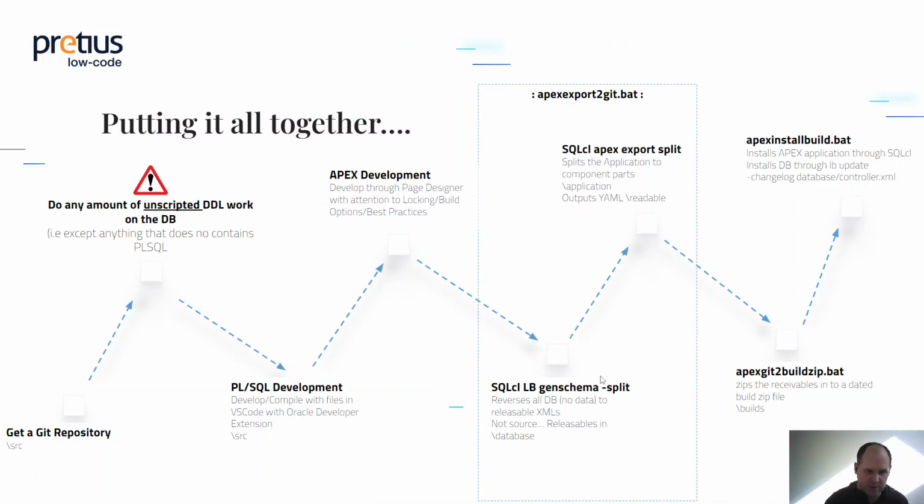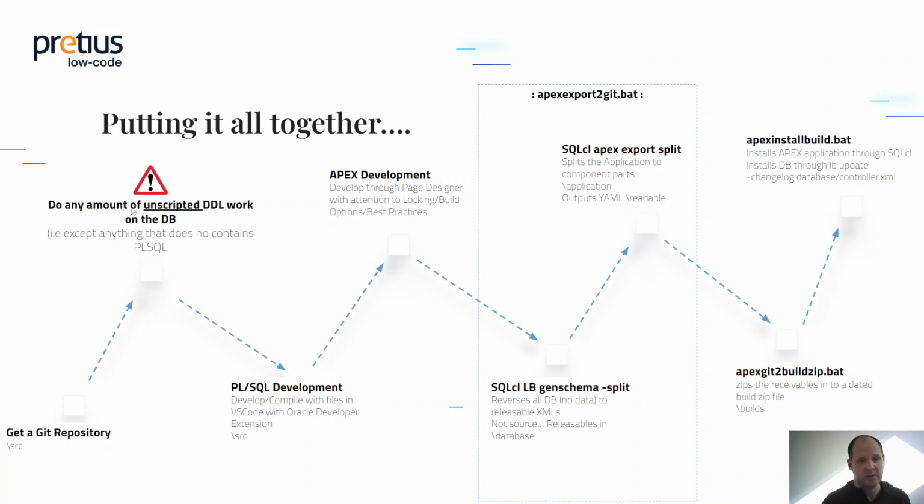So let's put this all together. A day in the life of an Apex developer. They work in their Git repository. In their source folder, they have a folder for SQL files for working on a package. So on the database, I can make any amount of DDL work, which I don't need to script.